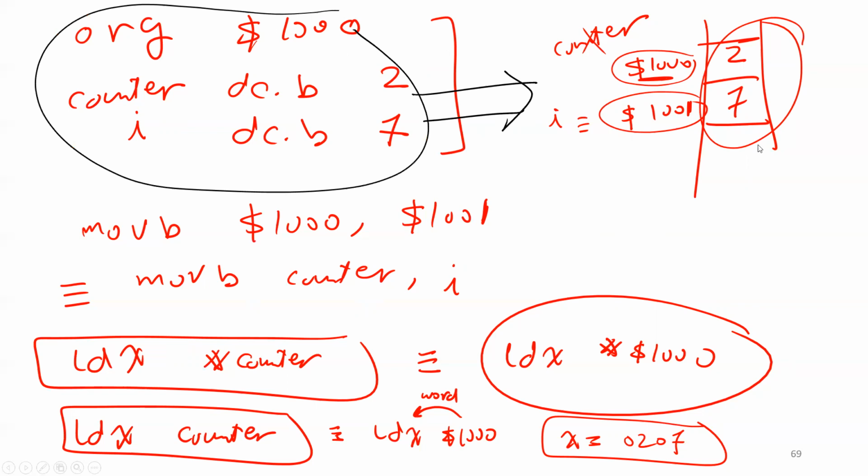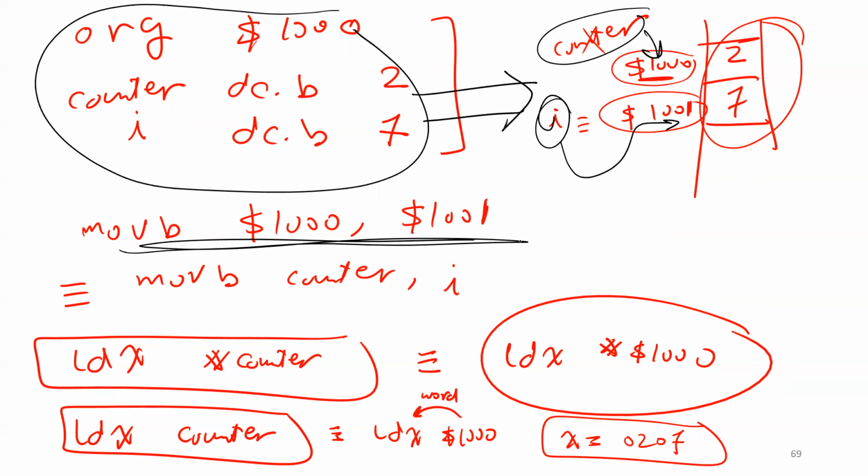Is that okay? So that means every time you use the word counter, it is going to be replaced by 1000, which is a physical location. Every time you use I, it is going to be replaced by 1001. So in your program, if you write move byte 1000 to 1001, it's going to be exactly the same. Why? Because CodeWarrior is going to replace these two by their numbers. Okay. Any questions?